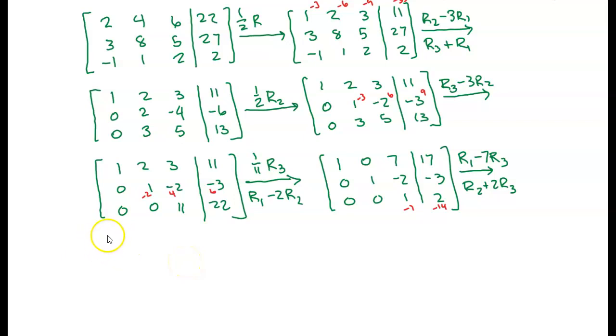So I'm just using the third row to zero out this 7. So I'm adding -7 times row 3. So this becomes 1, 0, 0, because 7 plus -7 is 0. And then 17 minus 14 gives us 3. Let me just finish out this matrix.